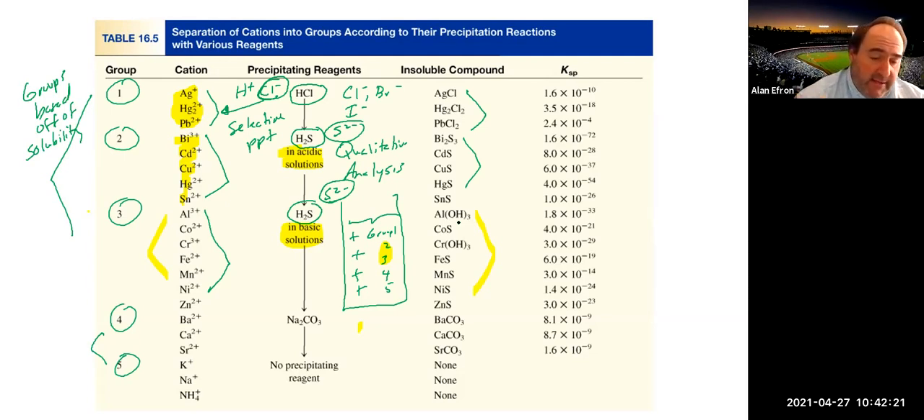By the way, at the very end there, groups 4 and 5 are things that are typically soluble in everything, things like sodium, potassium, ammonium.